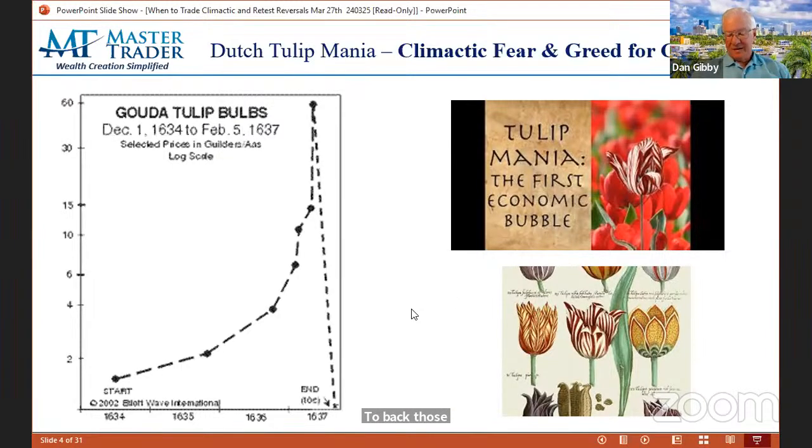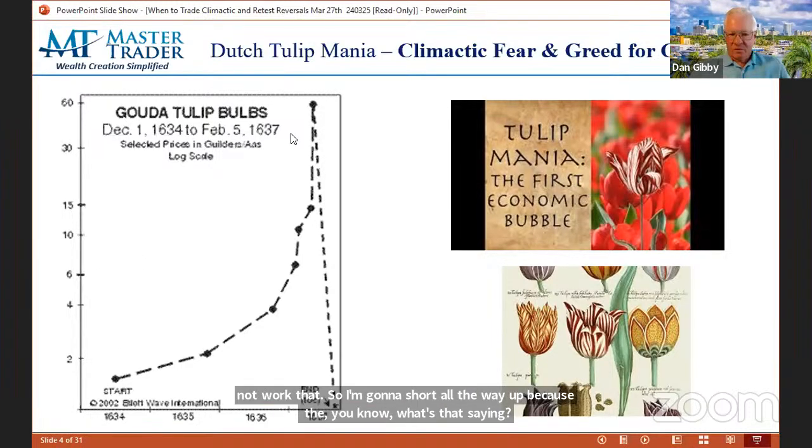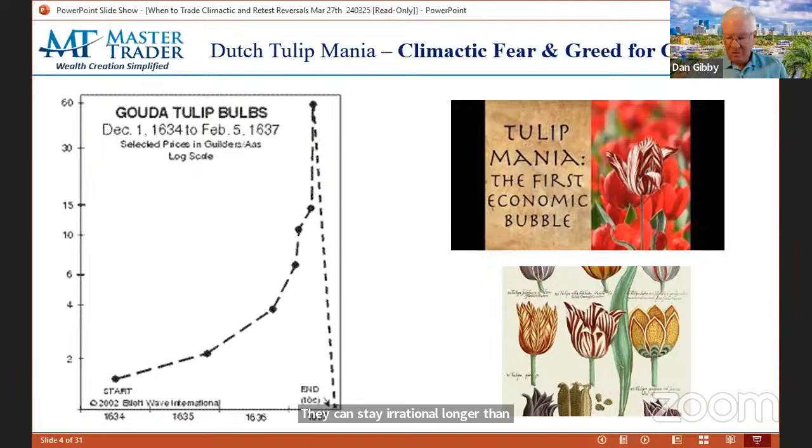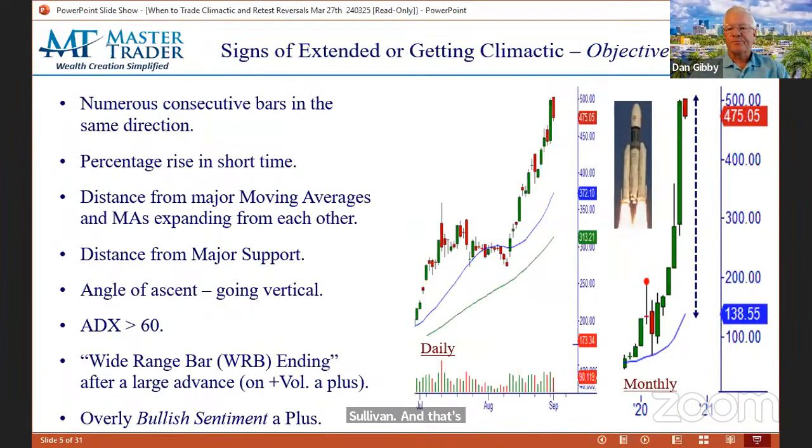But we don't care about the reason. We're going to show you our specific technical approach for fading these manias and fading fear on a climactic buy setup intelligently. You can't just say, well, this tulip's not worth that, so I'm going to short all the way up, because, what's that saying? They can stay irrational longer than you can stay solvent. And that's why we're technical-based traders.